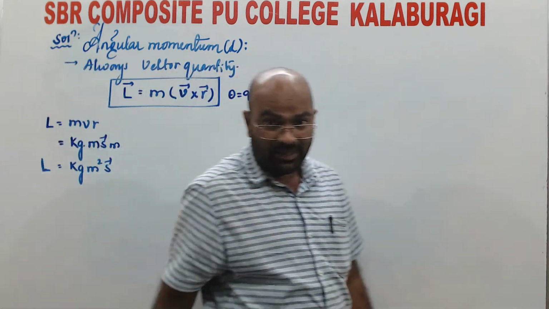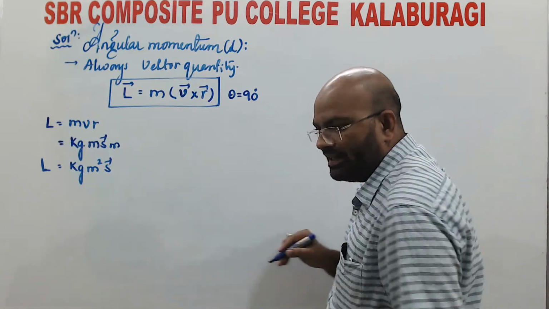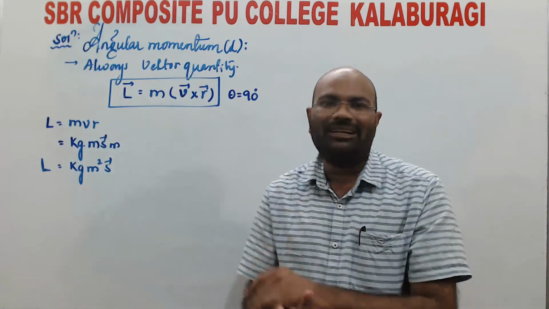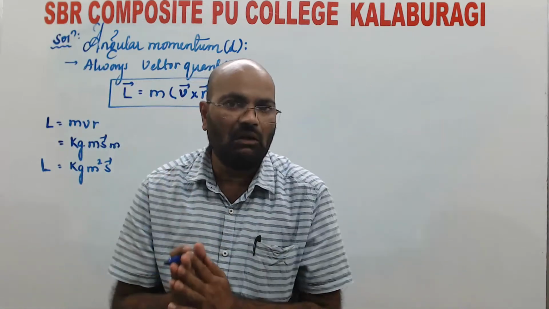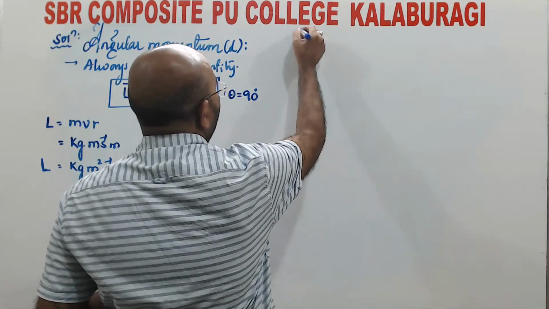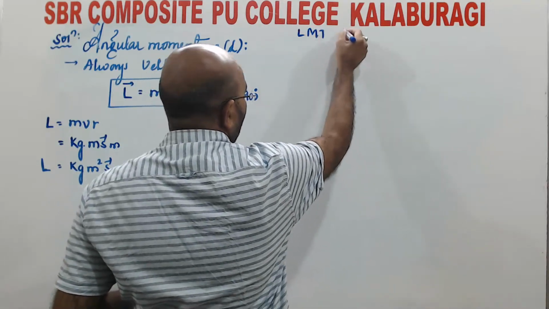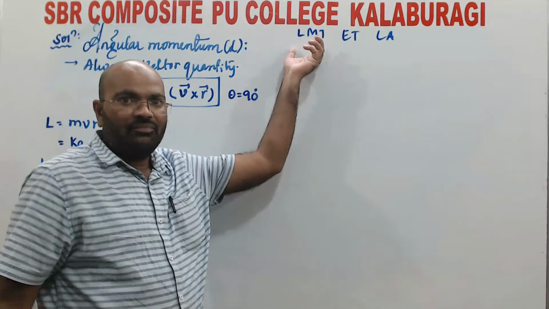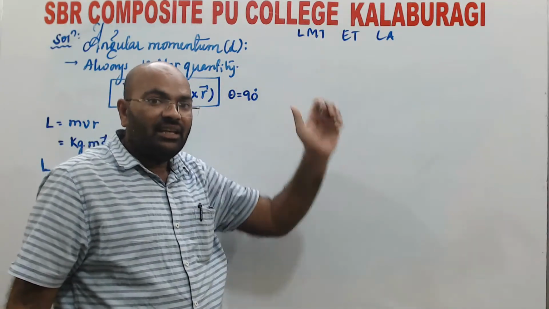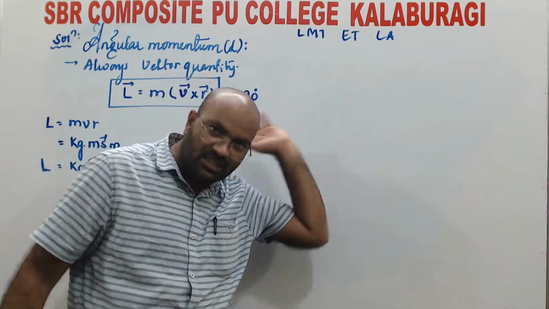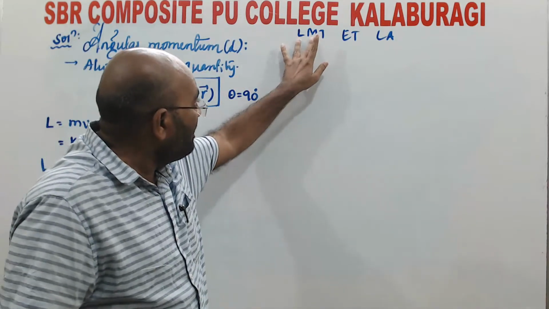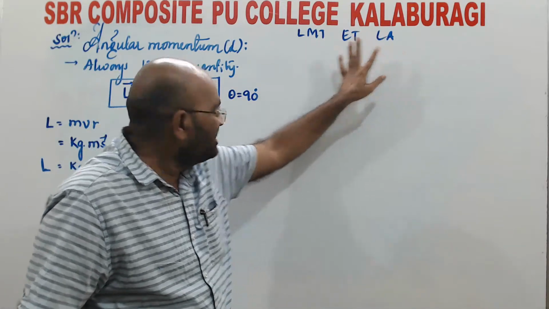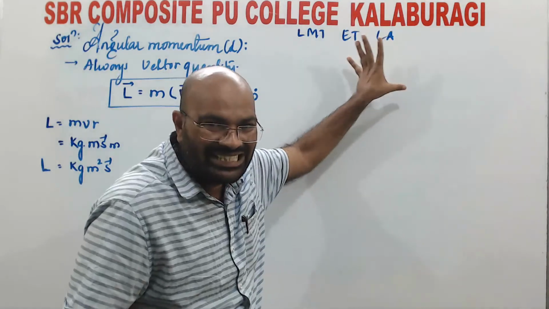And we have 7 base fundamental quantities. How do you remember those 7 base fundamental quantities? Yes, we have a short trick for that. See, this is L, M, T, E, T, L, A. Like that you should remember: LMT, ET, LA. There is a shortcut technique. Length, mass, time, electric current, temperature, luminous intensity, amount of substance. These are the 7 base physical quantities we have.